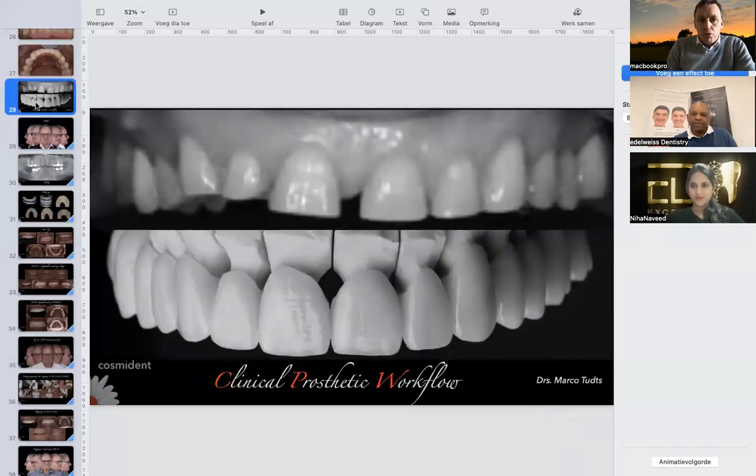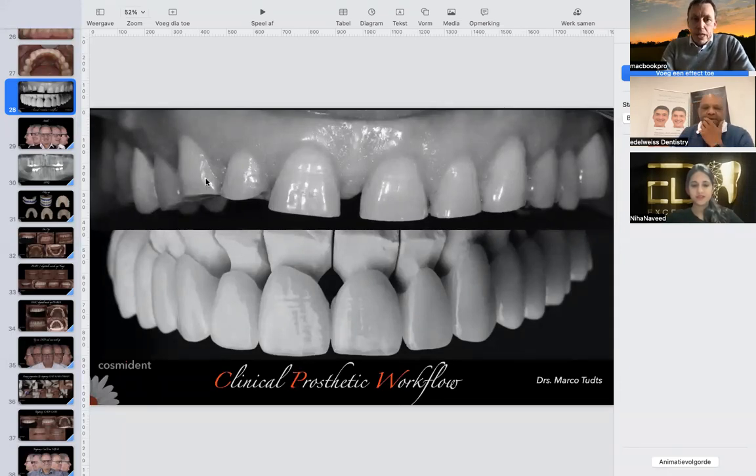If you want to go from this situation, where we have a lot of abrasion and erosion, to the full rehab, like you see here, what I always do is a smile design to start. And in the smile design, we check how much material we already lost from the teeth.